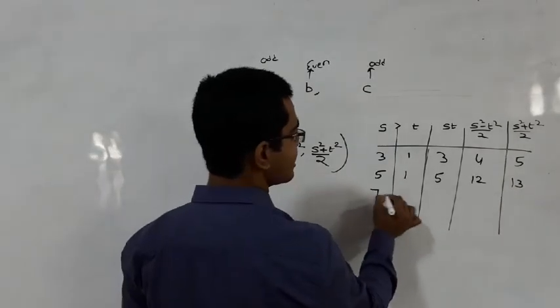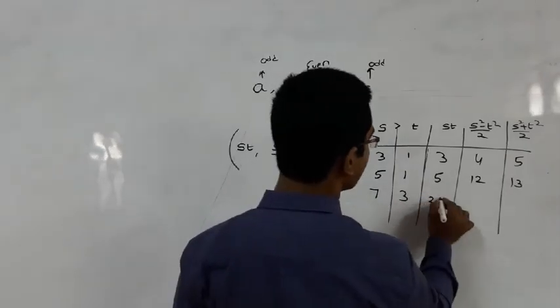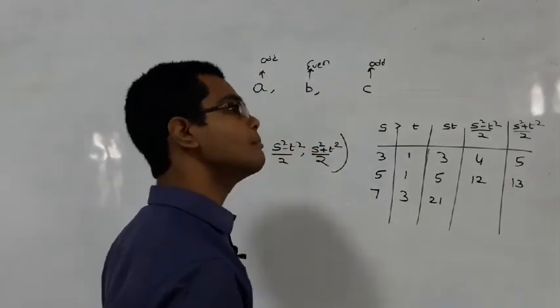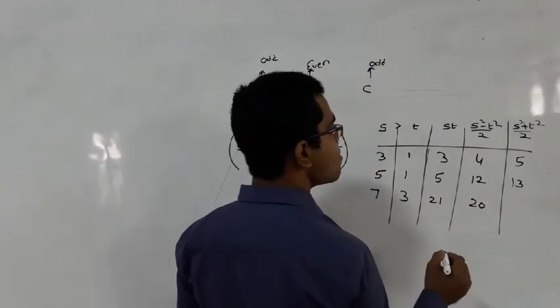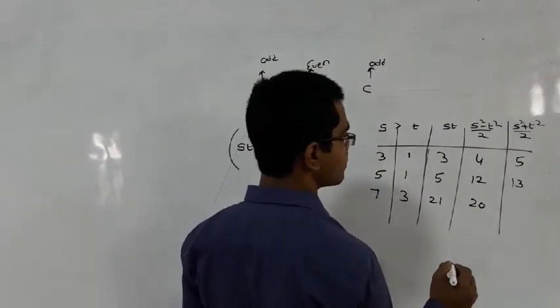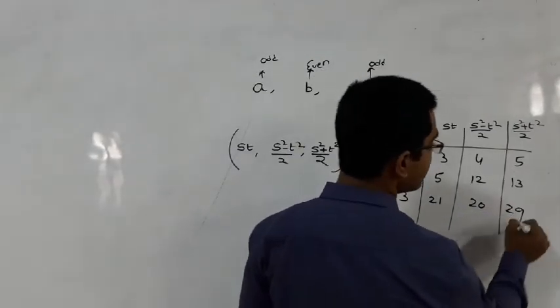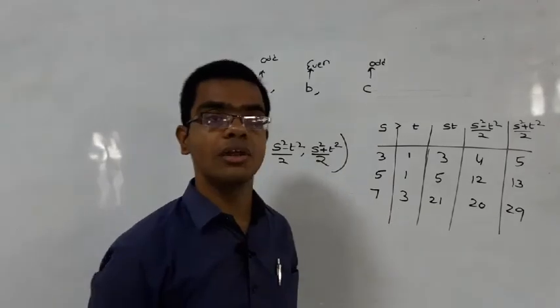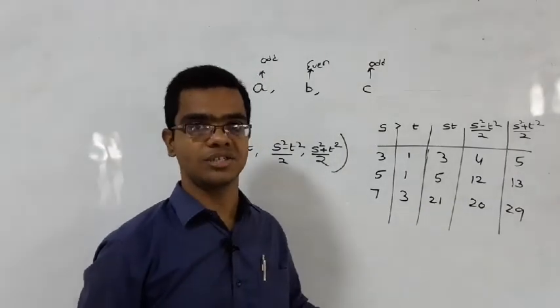If you take 7, let's take T to be 3, they are relatively prime and also odd numbers. So 7 into 3, 21, and 49 minus 9 by 2, it's 20. And 49 plus 9, 58 by 2, 29. Yes, correct. So like this, by putting different values of S and T, you can arrive at infinite Pythagoras triplets.